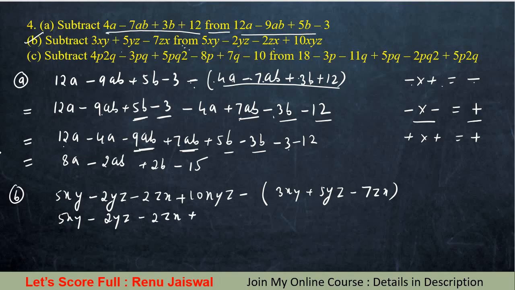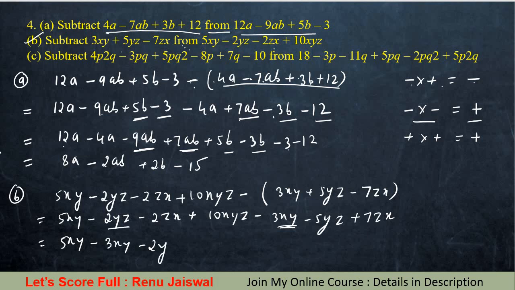So copy the first term as it is and then reverse the signs. When do we have to do that? When there is a minus sign outside. Separate the like terms. So 5xy and xy is here, that is minus 3xy. Then yz, 2yz, and then here yz, minus 5yz. Then minus 2zx, this is zx, and this one, plus 7zx. Then the last term is left with this, write it down.